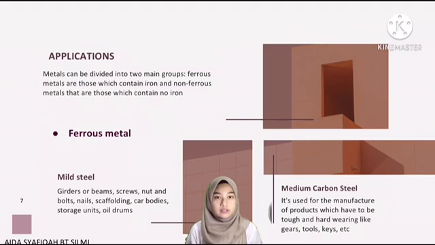First, the mild steel. It is used for girders or beams, screws, nuts and bolts, nails, scaffolding, car bodies, storage units, and oil drums. And the second is the medium carbon steel. It is used for the manufacture of products which have to be tough and hard wearing, like gears, tools, keys, and others.